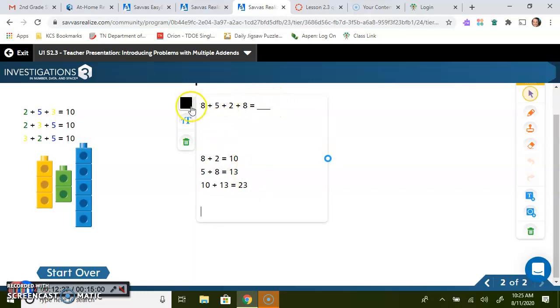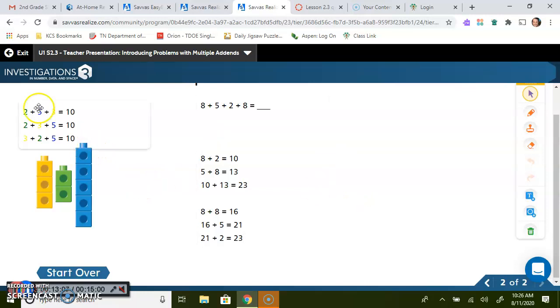Another thing that I see in this problem that might be helpful are doubles. Does anybody see doubles in here? Two numbers that are the same? Absolutely, 8 plus 8. So some of us might start by solving 8 plus 8. What does that equal? Good, 16. Now I'm left with a 5 and a 2. So let's add 16 plus 5. Anyone know what that equals? That's a tough one. 21, good. And then 21 plus 2 equals 21, 22, 23.